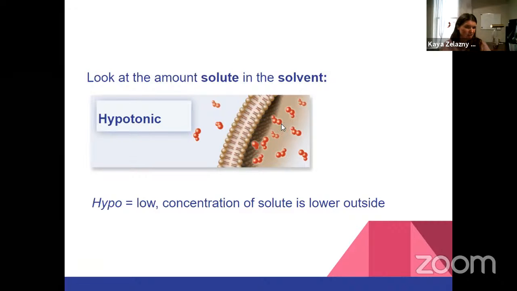All right, so we have three terms. We have isotonic, referring to the same concentration inside and outside. We have hypertonic, which refers to a lot of the solute outside the cell. We have hypotonic, which refers to only a little of that solute outside the cell. Those terms are referring to the environment outside the cell as compared to the inside of the cell.